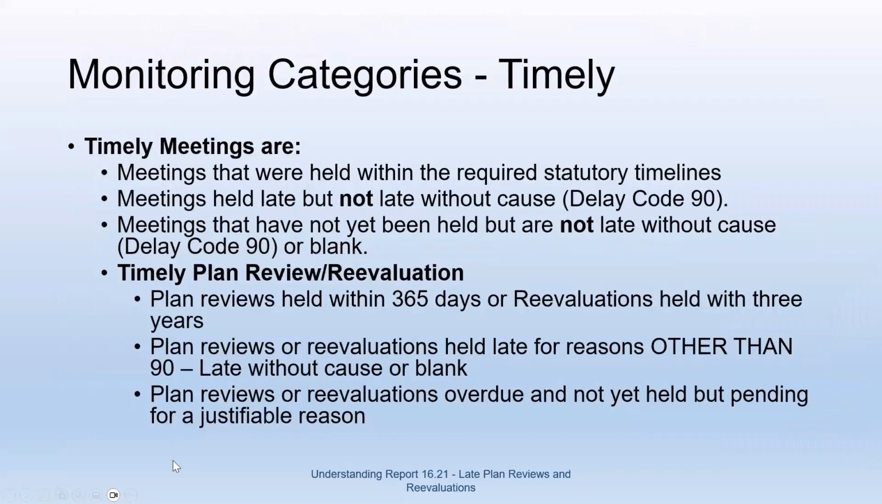All right, so let's talk about the good stuff, the timely category. So what are timely meetings? Timely meetings are meetings that were held within those statutory timelines, within 1 year or within 3 years. Meetings that were held late, but they're not late without cause, okay, so delay code 90 or that meeting delay code is blank. And then finally, meetings that have not yet been held, but are not late without cause.